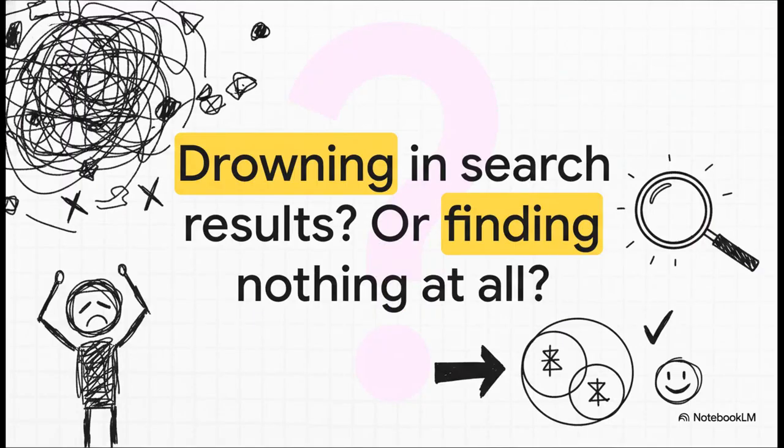You know the feeling, right? We've all been there. You type something in and you either get a million results that have nothing to do with what you want, or you get basically nothing at all. It's super frustrating. But what if I told you there's a really simple, logical system you can learn right now to take back control of your search?